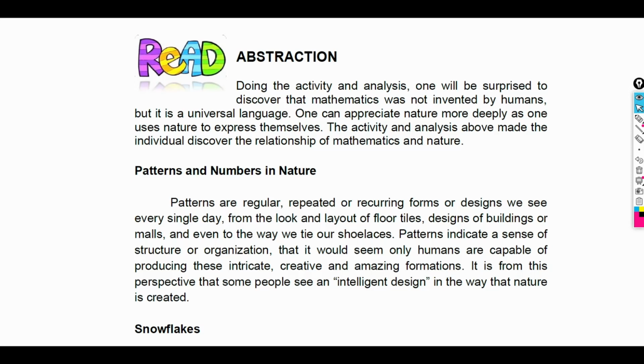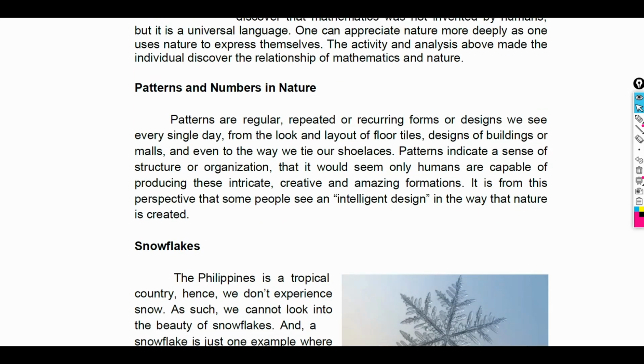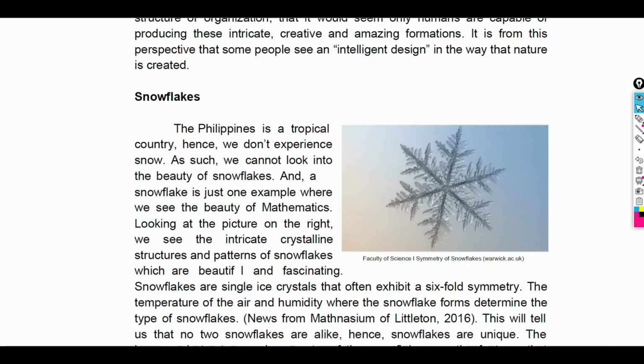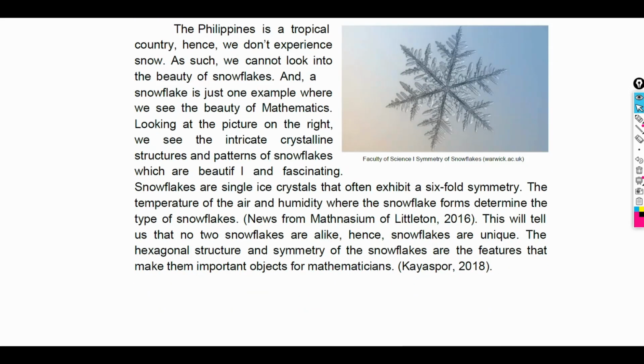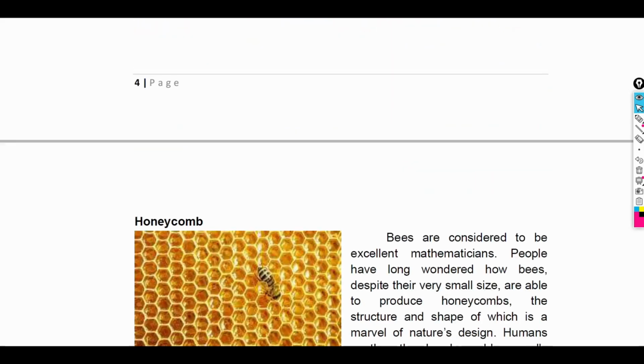One can appreciate nature more deeply as one uses nature to express themselves. The activity and analysis above made the individuals discover the relationship of mathematics and nature. So, patterns and numbers in nature, like the snowflakes shown here, were already explained. Just read this one, because take note, we will also have a quiz and oral participation, and that will be based on what you have read here in this module number 1.